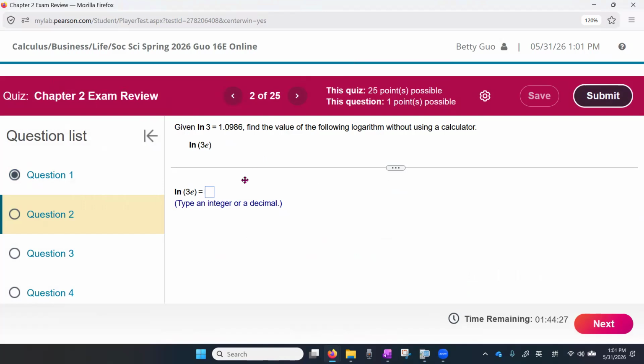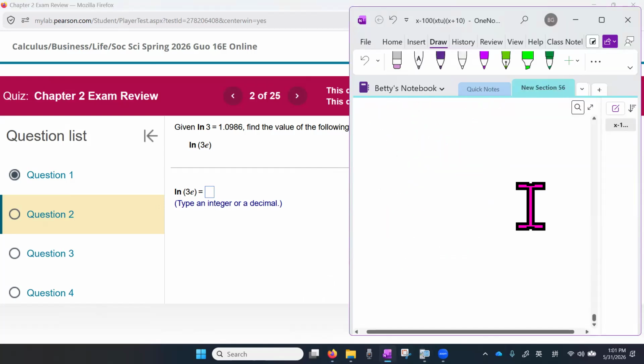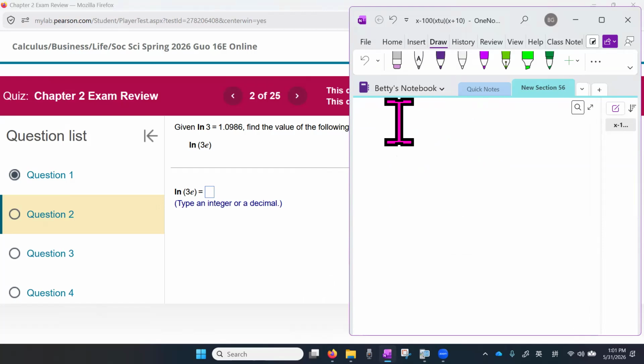Given ln 3 equals 1.0986, find the value of the following logarithm without using a calculator. Okay, without using a calculator. You need a formula, right? You need to know the product rule for the log function. It is log with base b of x times y equals log with base b of x plus log with base b of y. I hope you still remember this formula from pre-calc.